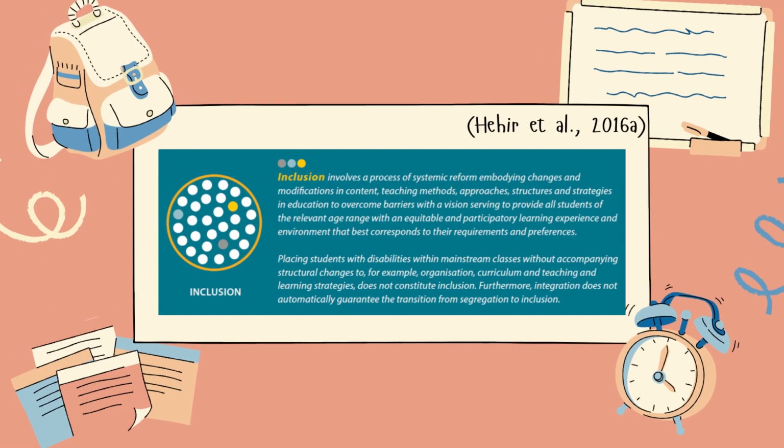Hay and Hare, 2016, make a great point when they highlight that placing students who have a disability or diversity into mainstream classes without taking the correct structural changes is not real inclusion. As well as this, integration for diverse students does not automatically ensure a transition from segregation to inclusion, and there are many necessary steps to take before this is possible.